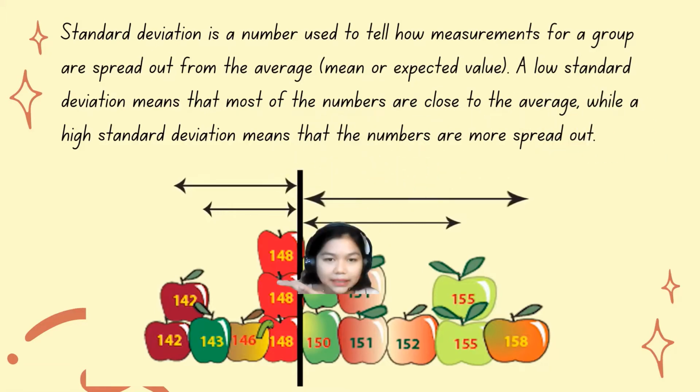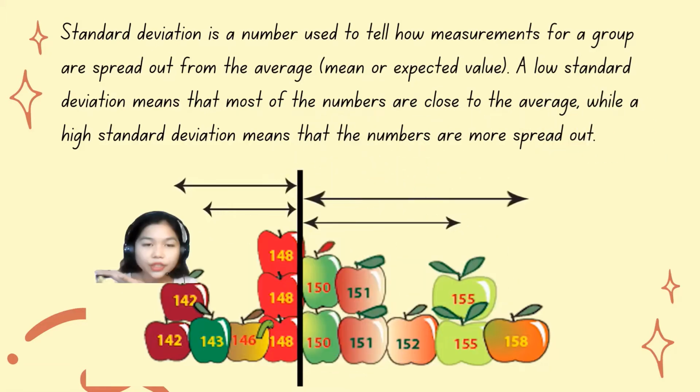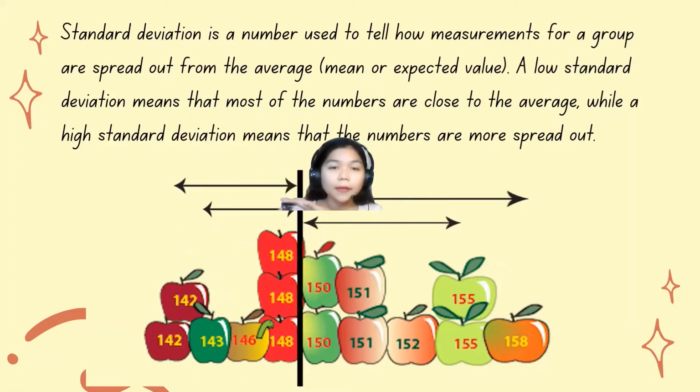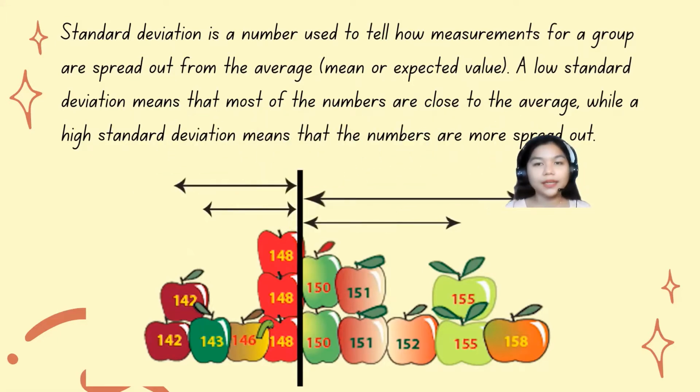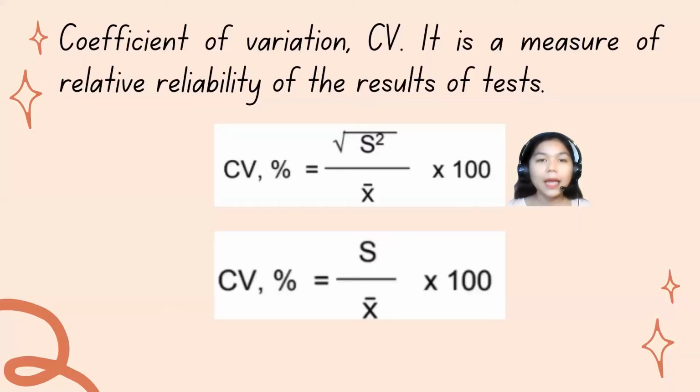For example, this is the mean, and these are the values of the weight of the apples. The closer the values are to the mean, the smaller the standard deviation. But the farther from the mean, the larger the standard deviation. The standard deviation tells how close or how far our measurements are from the average or the mean. Again, there is a relationship between the standard deviation and the mean.